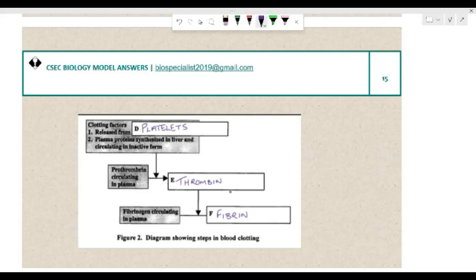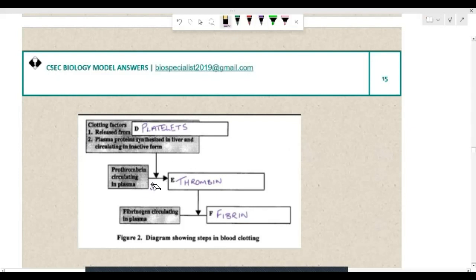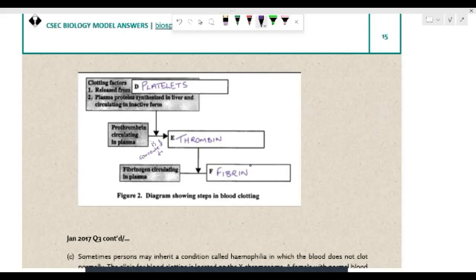Prothrombin circulating in plasma is converted to thrombin. So this arrow could be interpreted as "is converted to." So prothrombin is converted to thrombin. Then we have fibrinogen, with the input of thrombin, is converted to fibrin, right? And that's how you would fill out your flow chart, right?